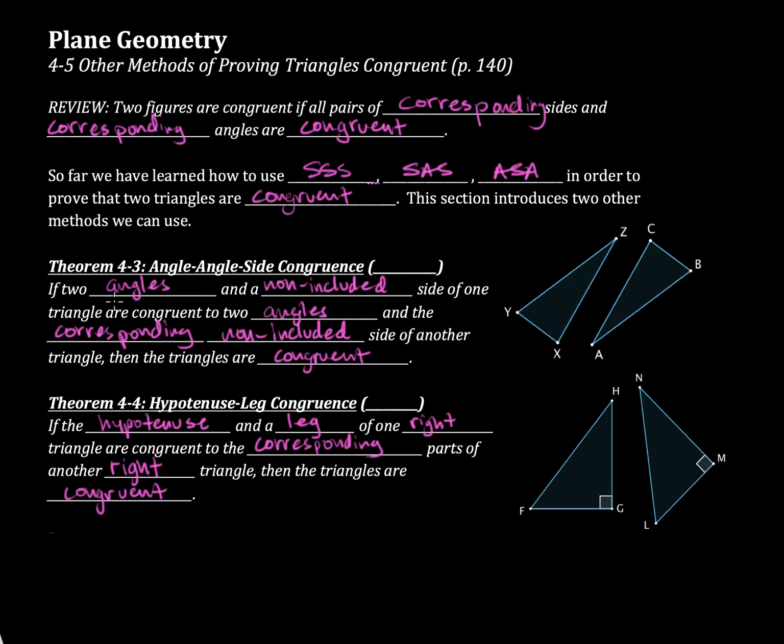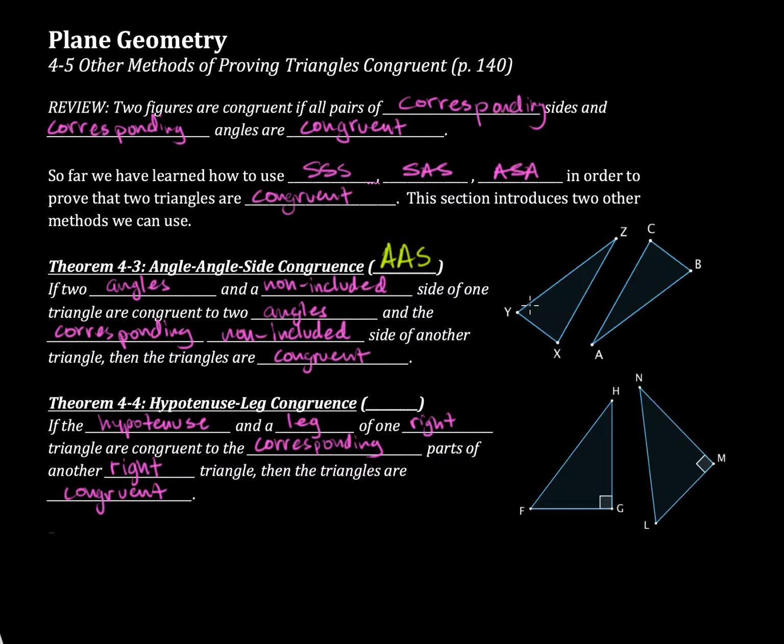Well, today we're going to look at a couple more shortcuts of proving triangles congruent. And the first one is called angle-angle-side congruence, which is usually abbreviated as AAS. And what it says is if two angles and a non-included side of one triangle are congruent to two angles and the corresponding non-included side of another triangle, then the triangles are congruent. So let's draw this out on our two triangles here.